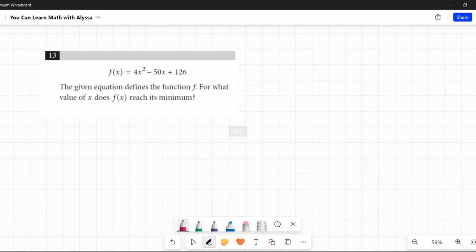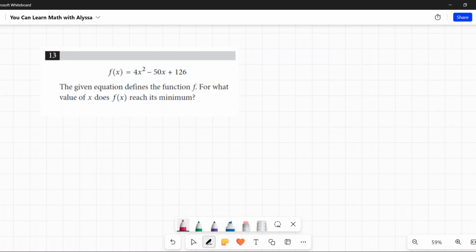13. f of x equals 4x squared minus 50x plus 126. The given equation defines the function f. For what value of x does f of x reach its minimum? This looks a lot harder than it is. Your first instinct might be, okay, do I need to factor this? Do I need to solve for x? Nope. Do I need to find the zeros? No. Here is what you need. All you need is the vertex. Actually, you need less than that because they're asking only for the x value.